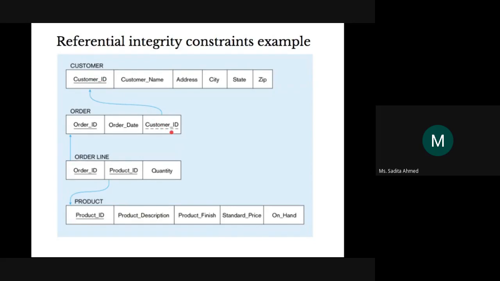So if that is the case, let's say for example, Maruf has created an account to be a customer of Daraz, right? He becomes a customer of Daraz and creates an account, okay?